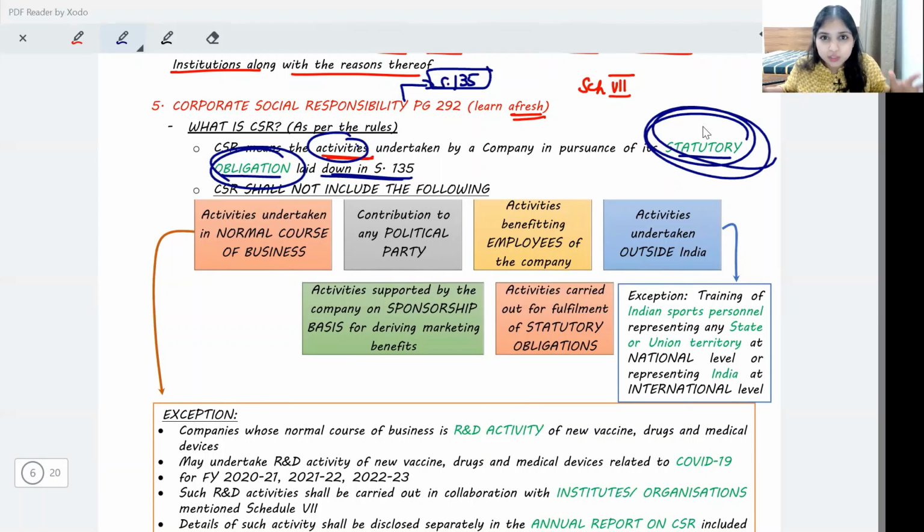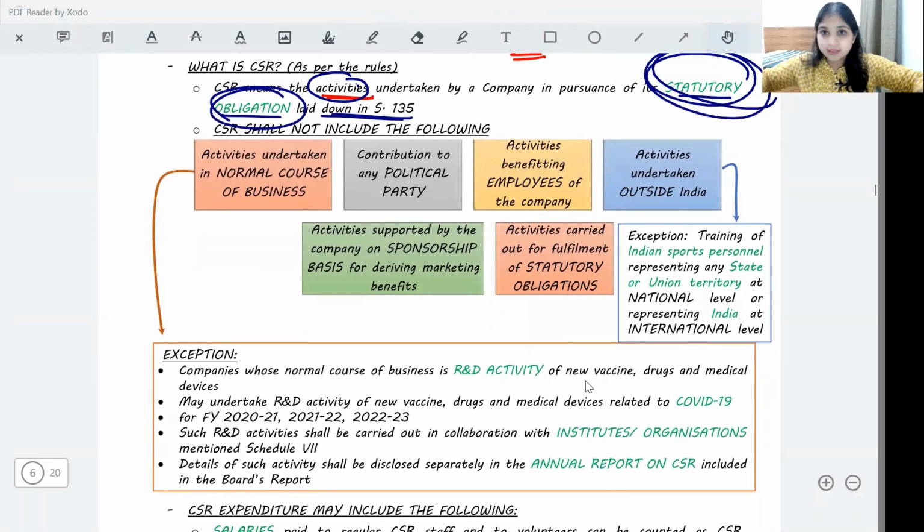Here that special law, that special statute, is section 135 Companies Act only. So section 135 Companies Act is putting an obligation on you that you are supposed to undertake some activities. These activities which you are undertaking because of this section 135 obligation are called CSR activities. Understood?